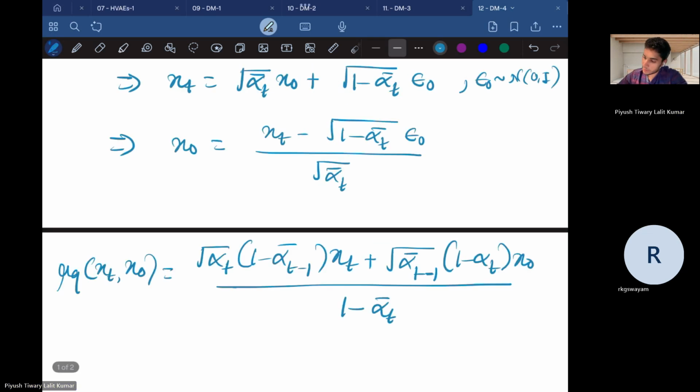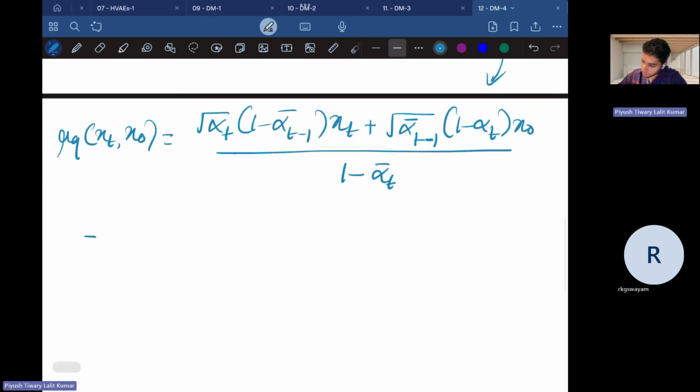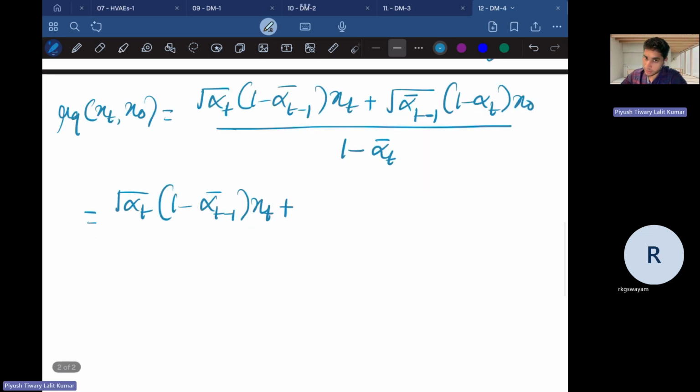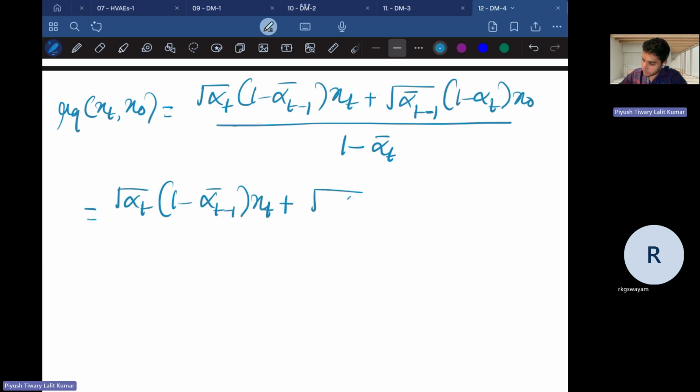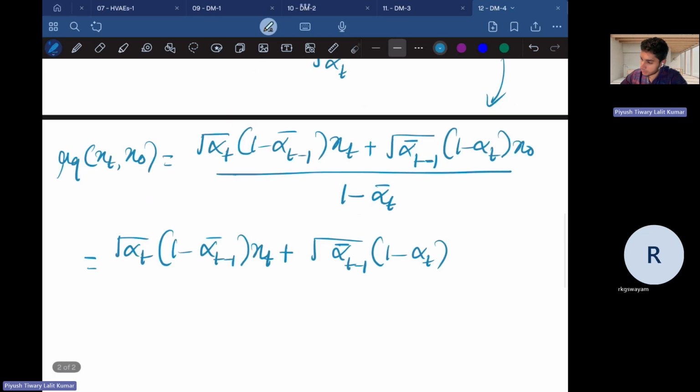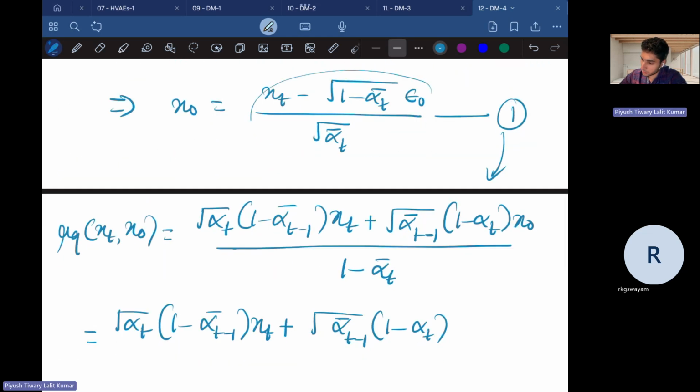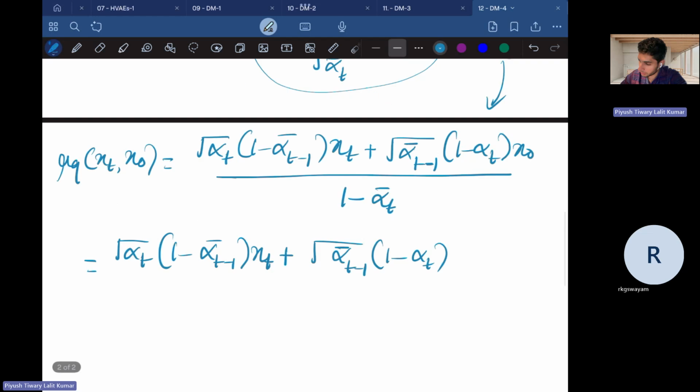Now from this equation, let's call it just 1. We can substitute 1 in this equation, right? What will that lead to? This will become root of alpha t 1 minus alpha t minus 1 bar xt plus square root of alpha t minus 1 bar 1 minus alpha t. What will be x naught? So now let us substitute this thing, right? So x naught is what?